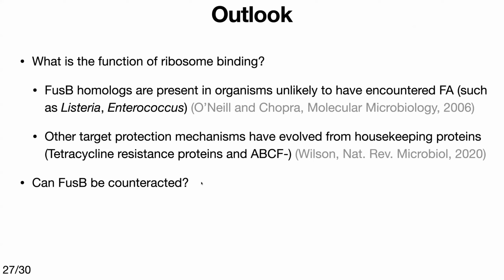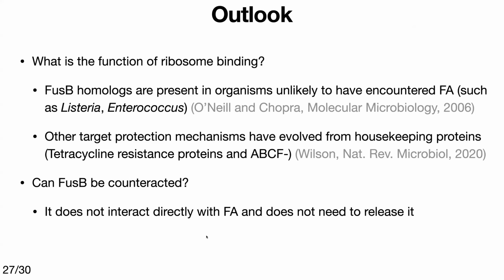Since it doesn't interact with the antibiotic and it doesn't need to release it to give resistance, derivatives of fusidic acid are unlikely to work. But maybe some strategies that target other parts of EFG, or that prevent FUSB from binding to EFG, could work, or somehow increasing the contact of the antibiotic with the ribosome as well.